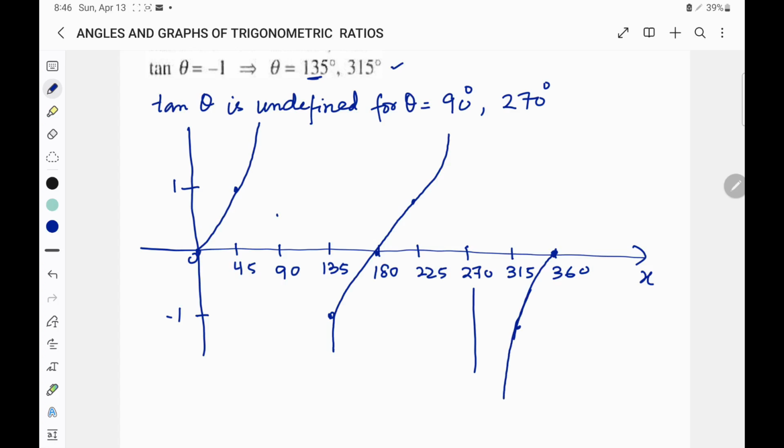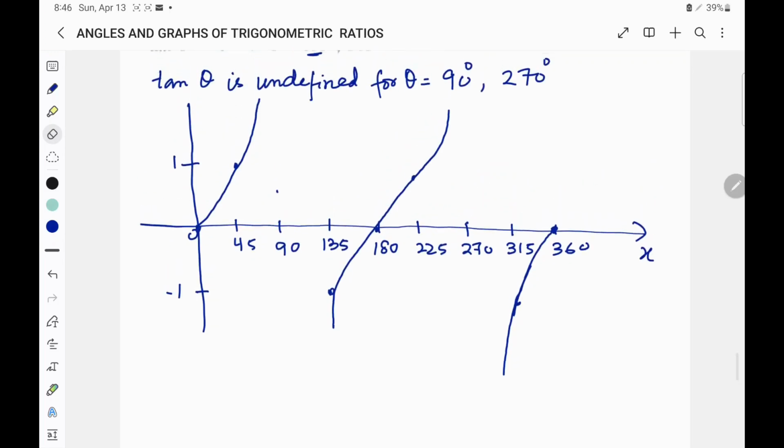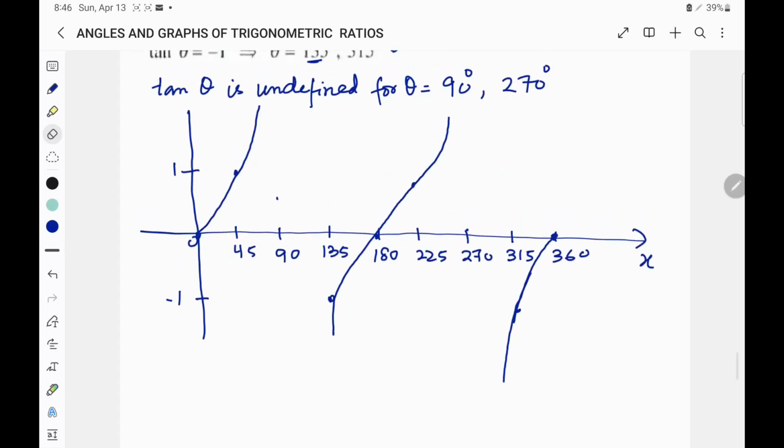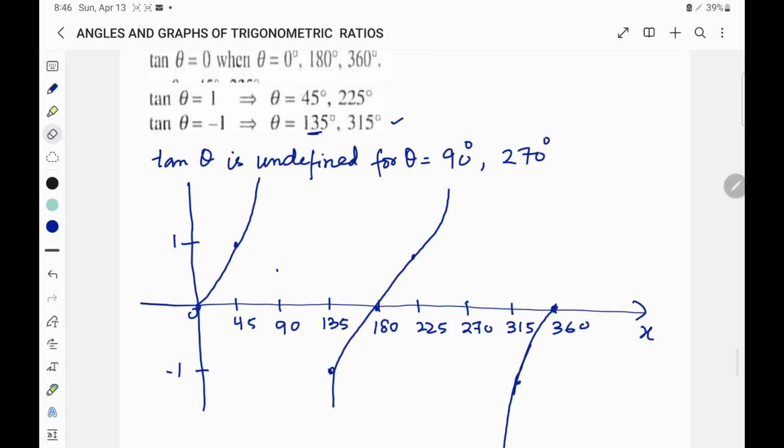Okay, so we'll draw the diagram like this for your trigonometric functions. We cannot connect all these three lines. So tan is 0 at 0, 180 and 360 degrees, 1 at 45 and 225, and -1 at 135 and 315 degrees, and for 90 degrees and 270 degrees it's not defined.